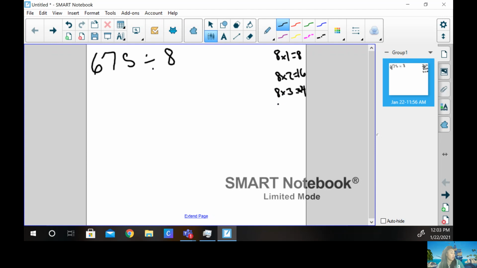And doing this will help them not only start to memorize their facts because they're getting practice by writing them down and saying them, but it also is like a little cheat sheet to help them along.